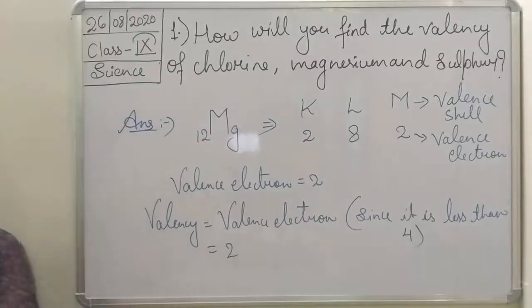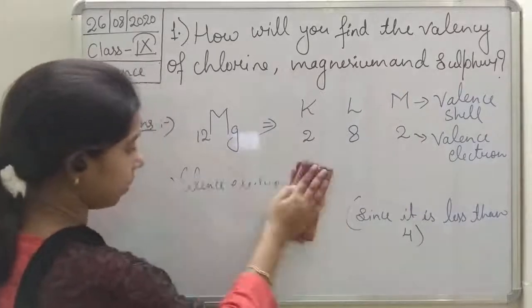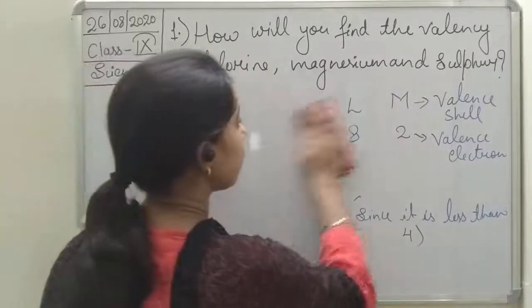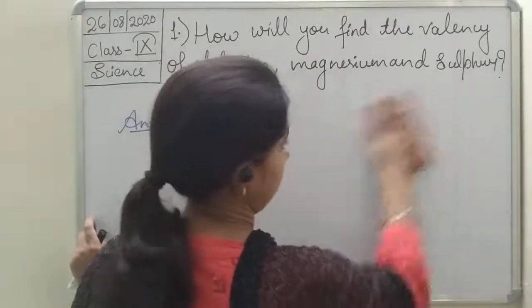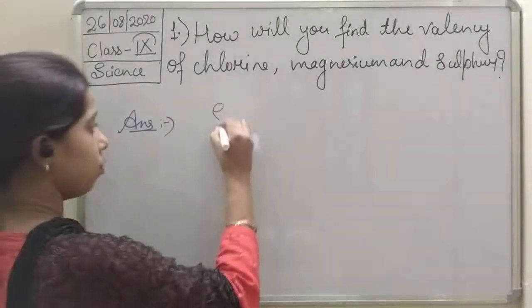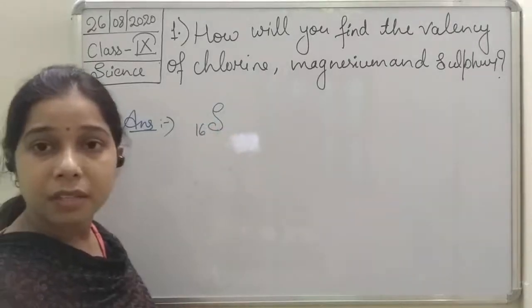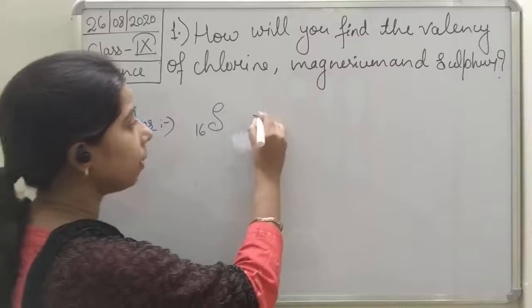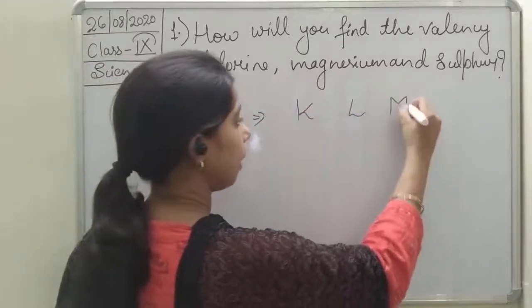Now we can see that of sulfur, students. So in case of sulfur, the atomic number is 16. Okay, so we can rub it and write it. In case of sulfur, now we will see that of sulfur. So the sulfur atomic number is 16, right? If its atomic number is 16, what will be the electronic configuration? That will be K, L and M.